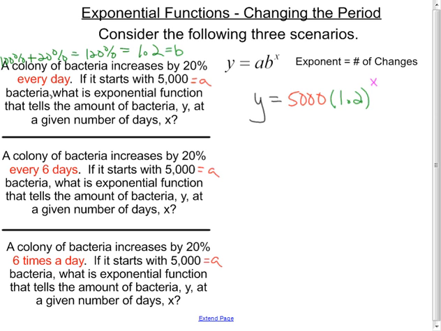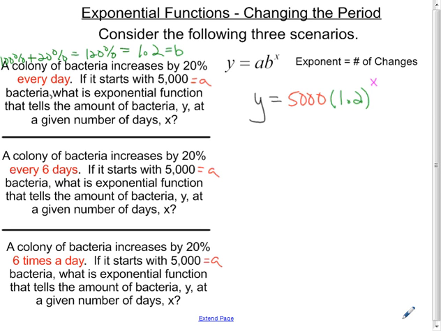So this is definitely a straightforward type of idea. There's nothing to fiddle around with in terms of the exponent when we say it's every day, because again, it's a 1 to 1 ratio between the changes and the days. However, when we get to the second example where it says every 6 days, this is going to be a little different.